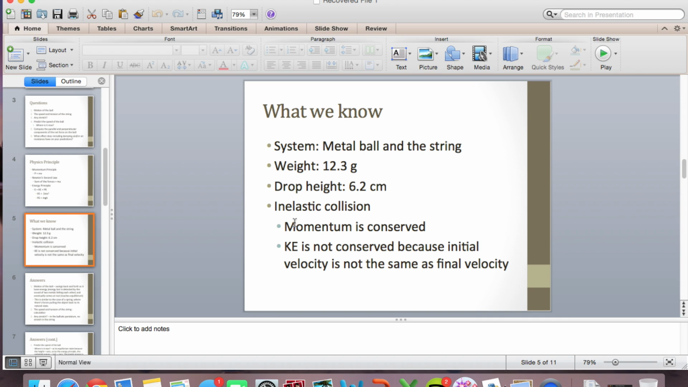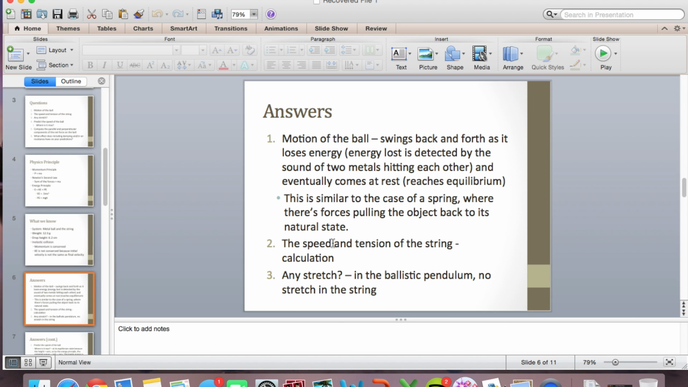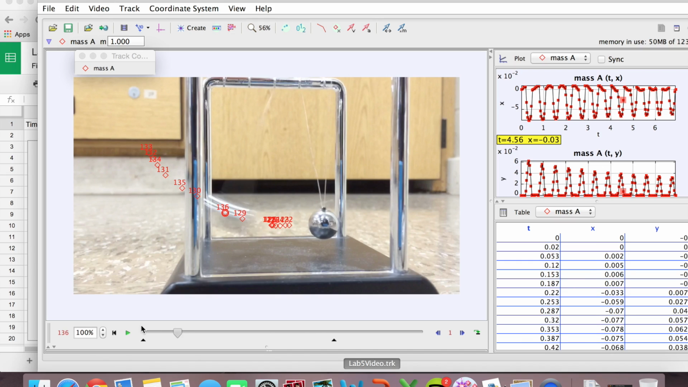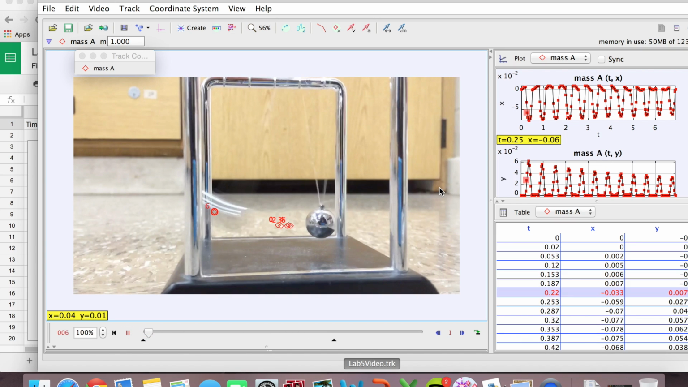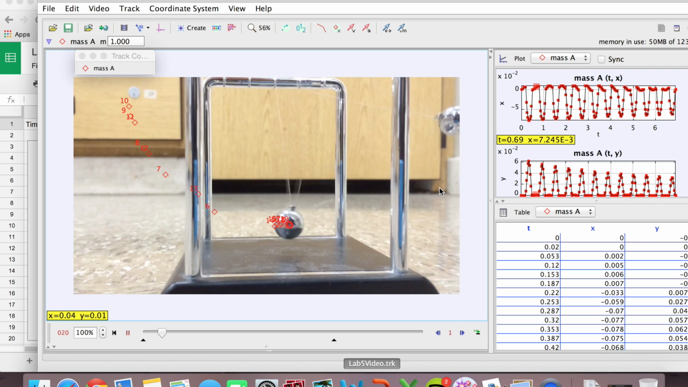And it is an inelastic collision, so the momentum is conserved, but kinetic energy is not conserved because the initial velocity and the final velocity are not going to be equal. We can see here in Tracker that the ball is being hit by another metal ball, and as it's swinging, we can collect the information of its location, the X and the Y position. With this, we can copy and paste it into the CSV file.